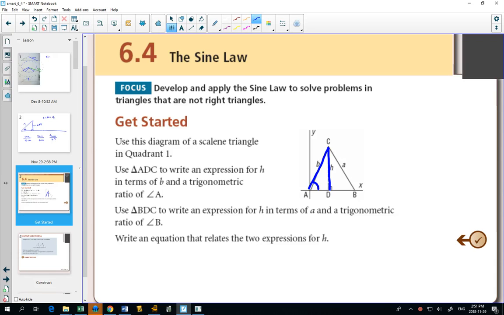So starting out, you could say that sine of angle A is equal to H over B. Agreed? And if you wanted to get H by itself, you would multiply both sides by B, and then you would get H is equal to B sine A.